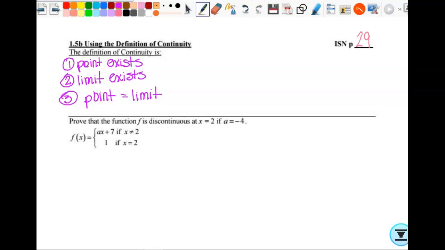Okay, so this says prove that it is discontinuous at x equals 2 if a equals negative 4. So my question is, is this function continuous? No, because it says prove that it's discontinuous. So obviously it's going to be discontinuous. Actually, I'm looking at the wrong one.